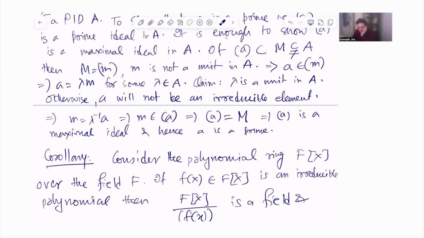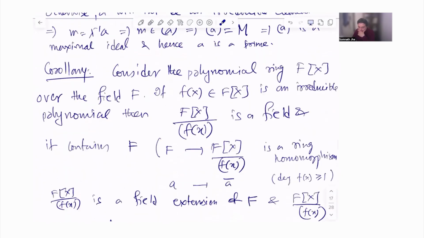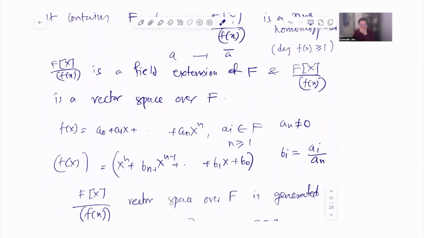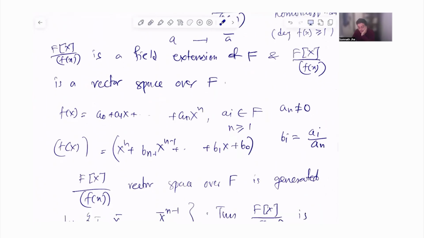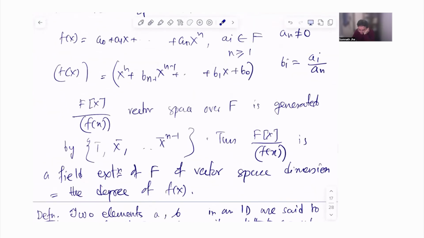Using that, we considered polynomials in F[x], where F is a field, and an irreducible element generated a maximal ideal. Then we showed how it gave rise to field extensions, and this field extension was a finite dimensional vector space over F, of dimension equal to the degree of that irreducible polynomial.